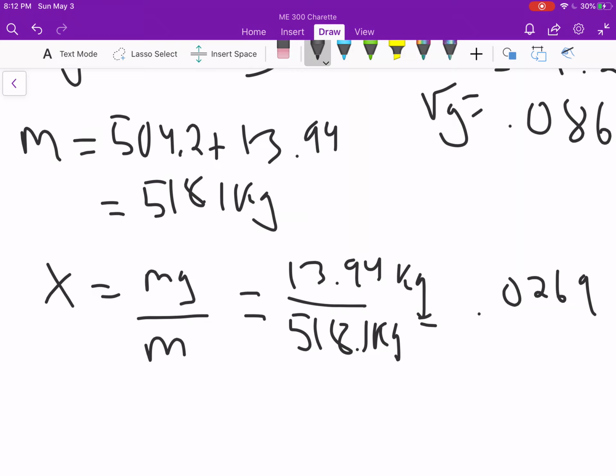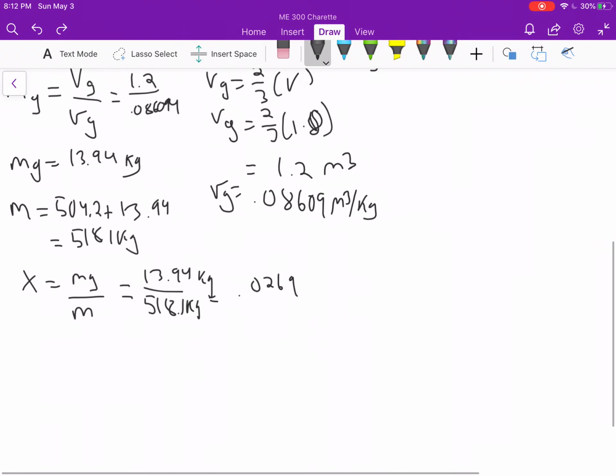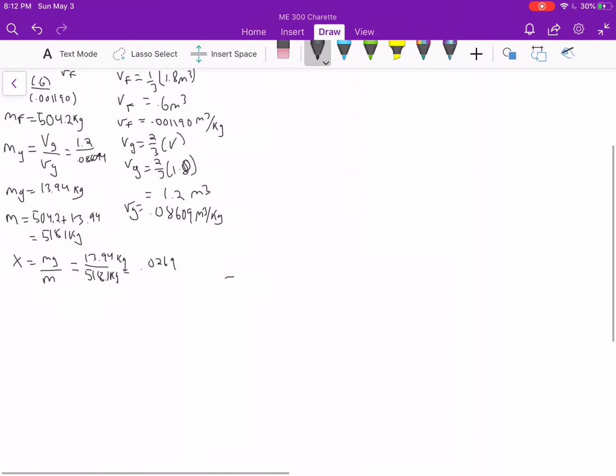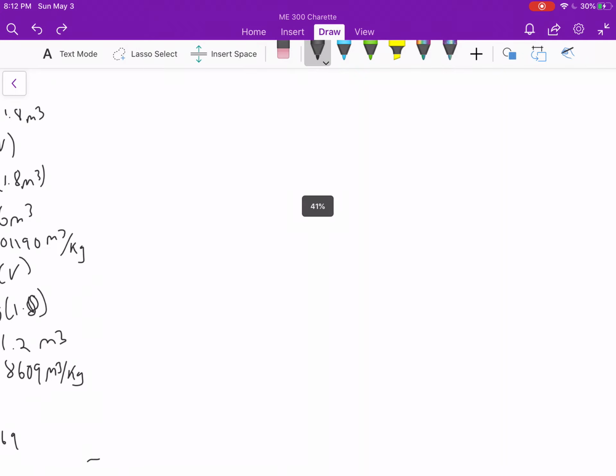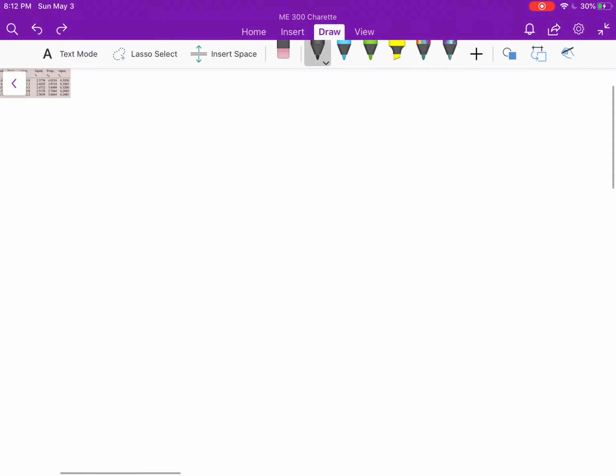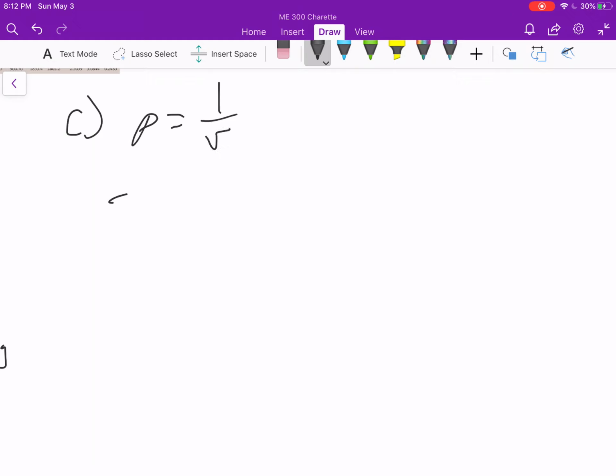Now we can go to part C. Part C is going to ask us to calculate the density of the mixture. Now we can use the equation, our density equals 1 over the specific volume of the mixture.